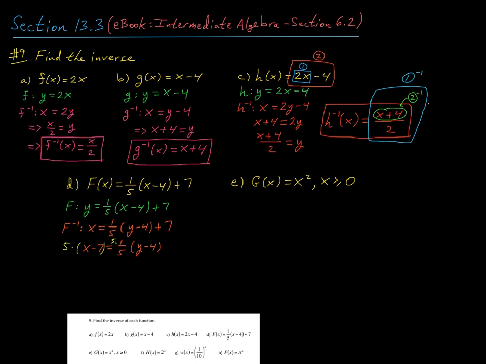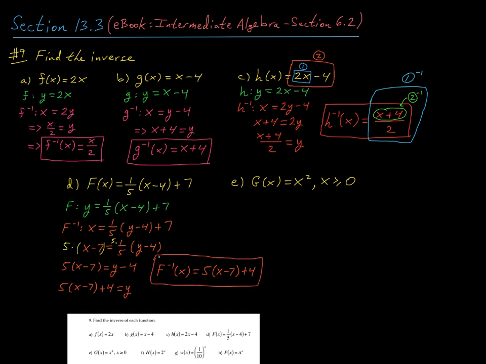So here we're looking at 5 times the quantity x minus 7 is equal to y minus 4. And then lastly, go ahead and add 4 to both sides. So you get 5 times x minus 7 plus 4, and that is our y. So written in function notation, we would say that f inverse of x is then 5 times the quantity x minus 7 plus 4.